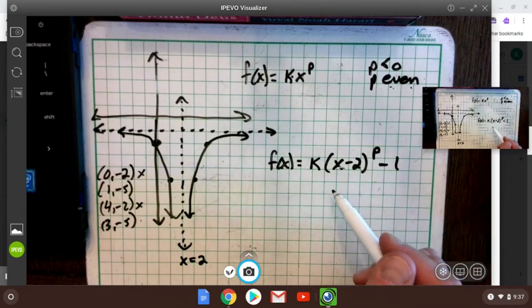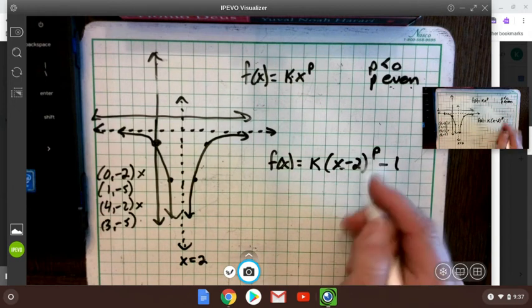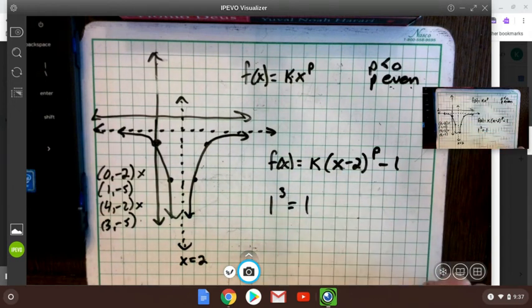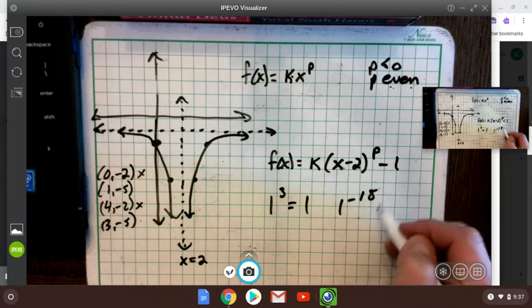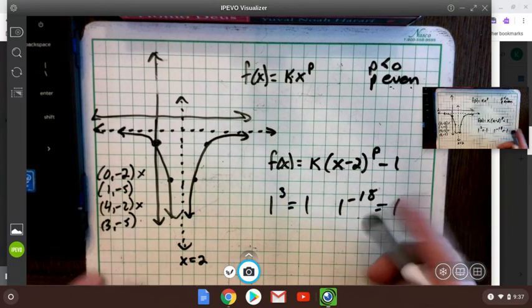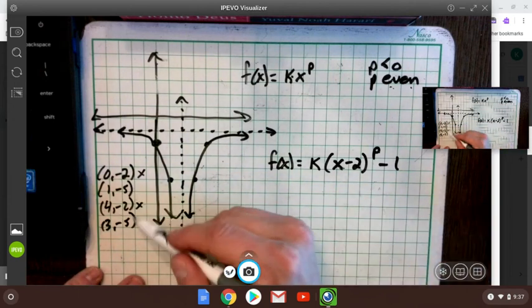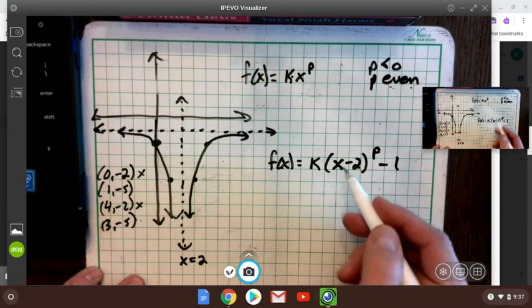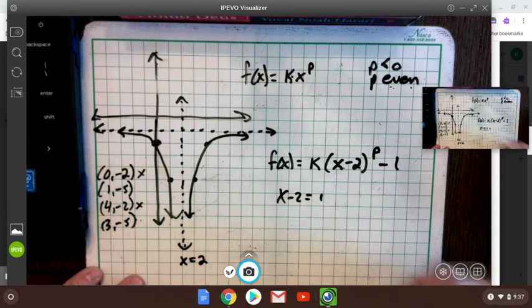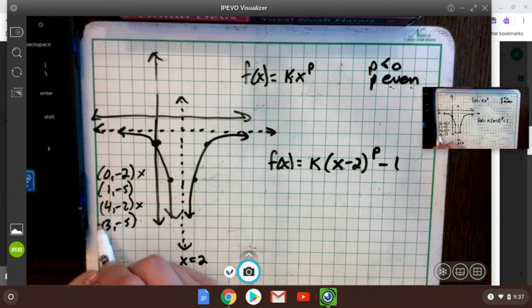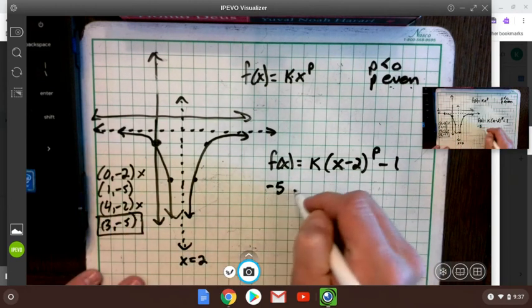So that's not going to help us at all. But the gist is, is there another number that when I raise to a power, I get the same number back? Well, yeah. 1 cubed is 1. 1 to the -18th, still 1. So the logic here is, can I pick one of these 2 points that are left over so that when I plug it in, x minus 2 will equal 1? Or -1 if you want to. It doesn't really matter. But I think I'm going to go with the easy one to start this problem off. I'm going to pick (3, -5) as my ordered pair.